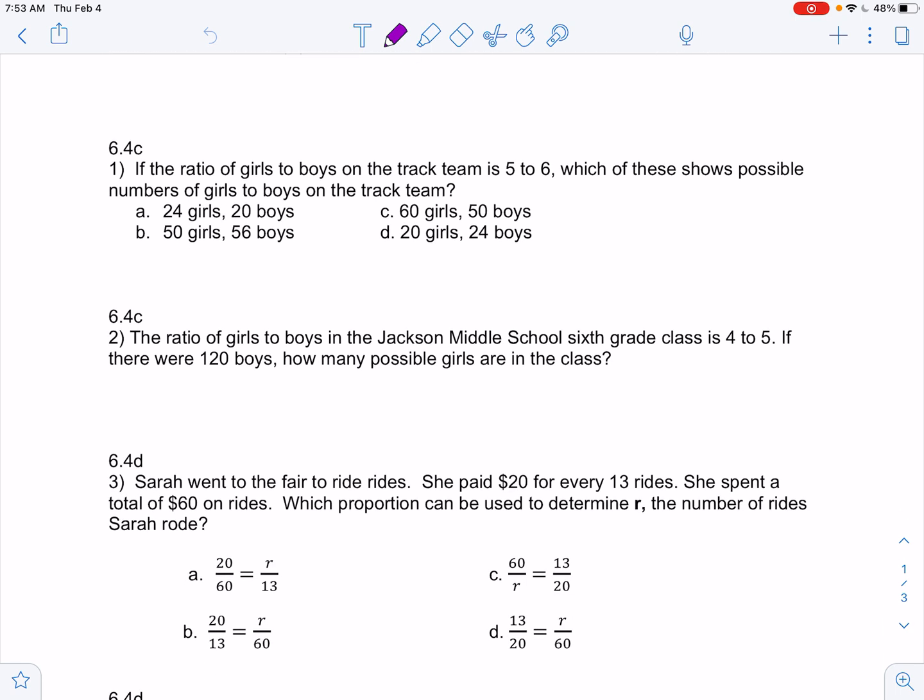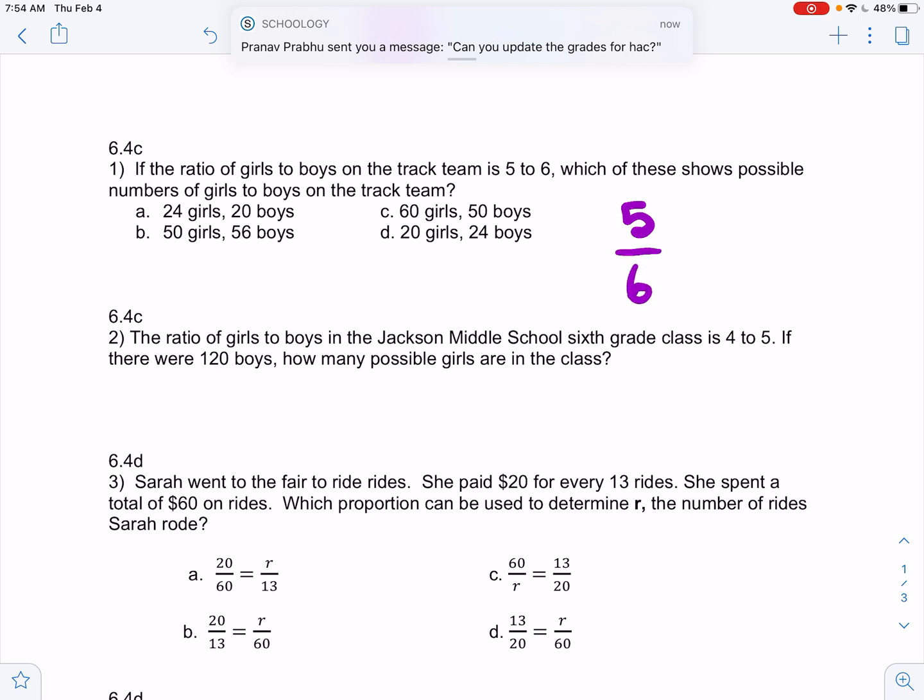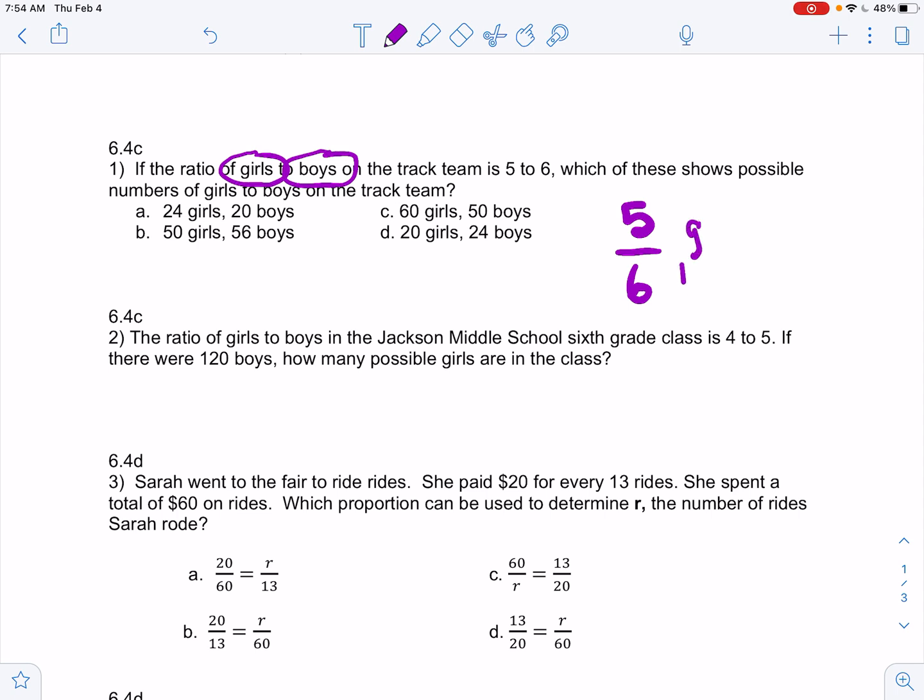Okay, number 1, if the ratio of boys to girls on the track team is 5 to 6. And it's girls to boys. Girls to boys. So order matters. So we need to create an equivalent, a congruent ratio for 5/6. So let's look at 24 over 20.